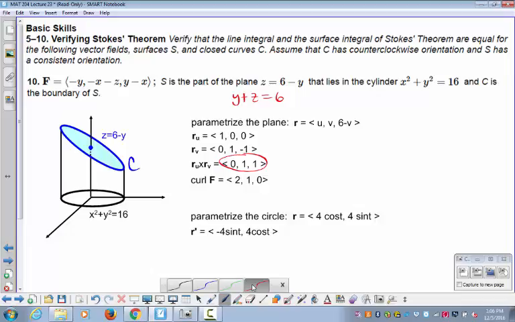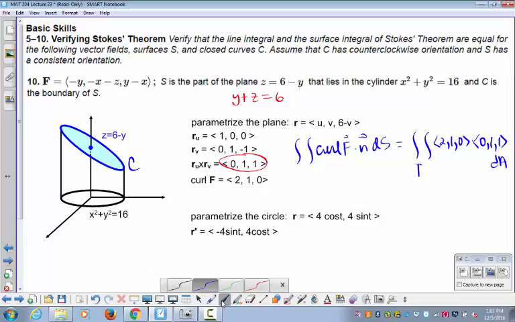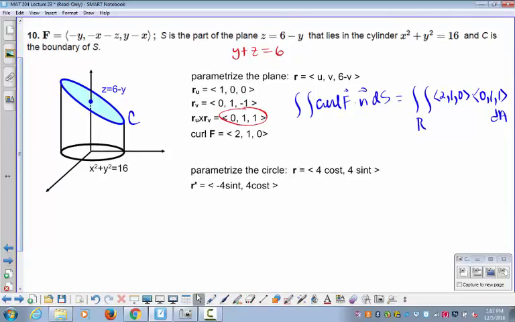The curl is 2, 1, 0. You know how to find the curl by now, using the determinant. So if we're going to do the surface integral over the inside, we're going to do the double integral of curl dotted with n dS, which is the same thing as the double integral of curl dotted with that vector right there. Let me just plug those things in instead of using a bunch of space rewriting the same formula. So curl is 2, 1, 0, dotted with the normal vector, and then this will be over dA over the domain.